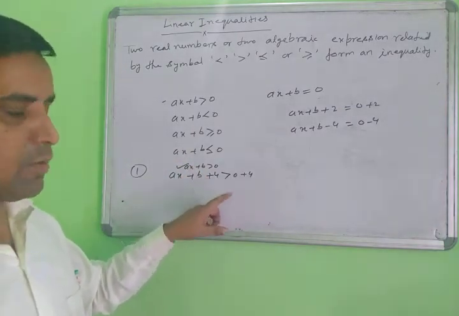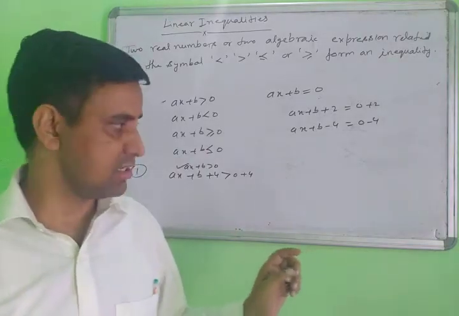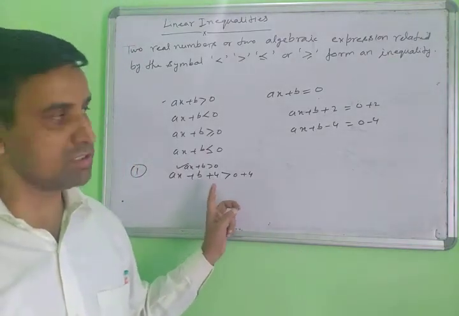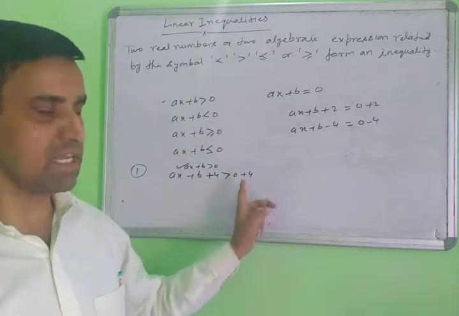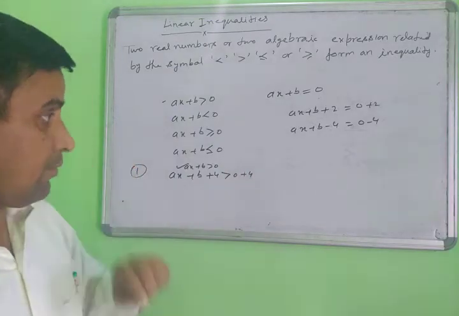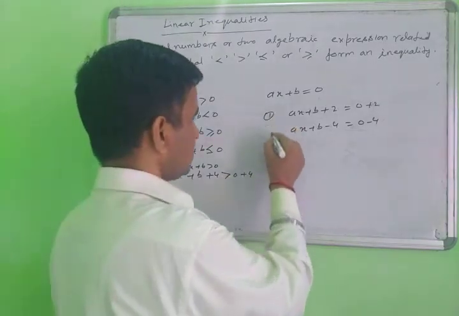The sign of the inequality is not changed, and the value is also not changed. Same rules: equations and inequalities follow the same rules. This is the first rule.